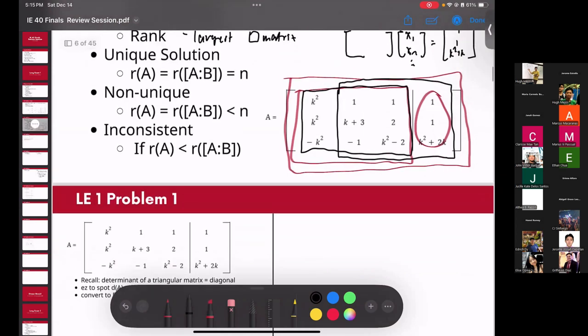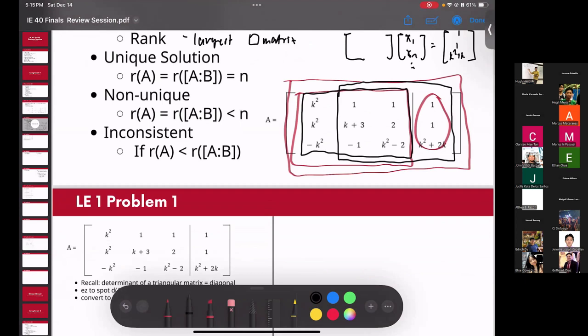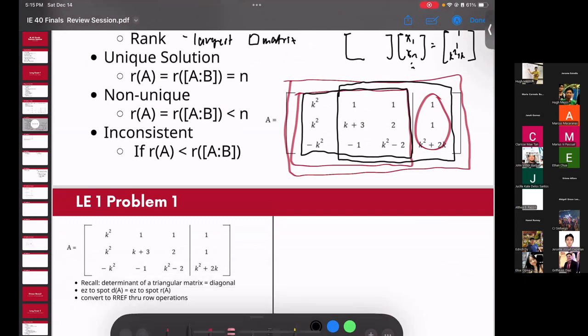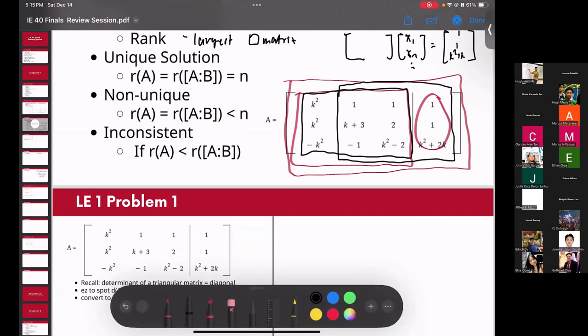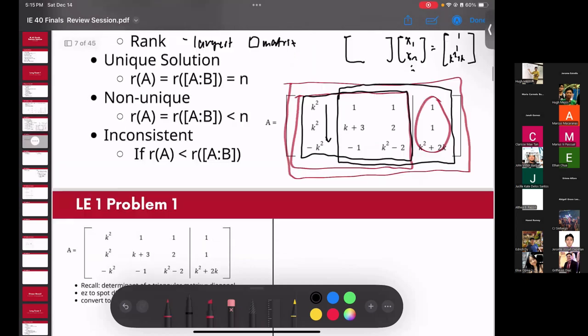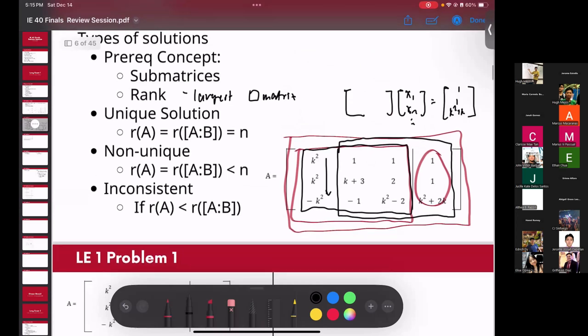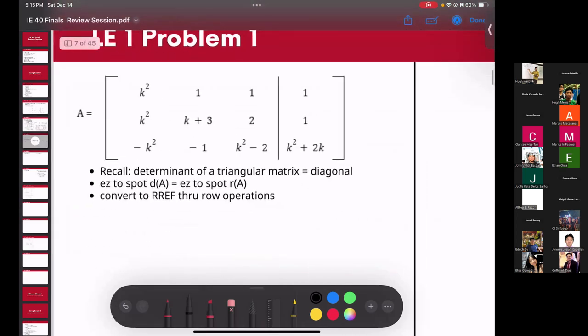So given that, for a unique solution, the rank of A should be equal to the rank of A augmented B, equal to n, where n is the number of rows. Same thing with non-unique: rank A is equal to rank A augmented B, but it has to be less than the number of rows. And then inconsistent if the rank of A is less than the rank of A augmented B. So that might be hard to visualize now. So let's just tackle problem 1 to understand it better.